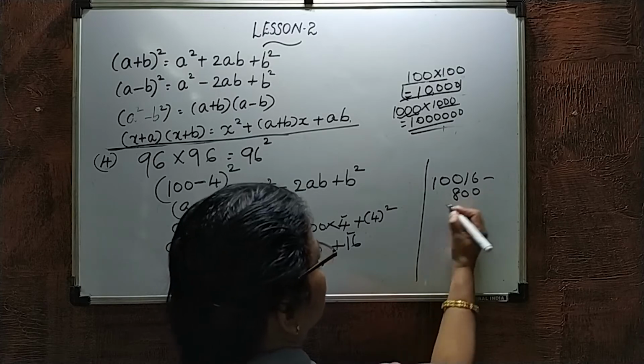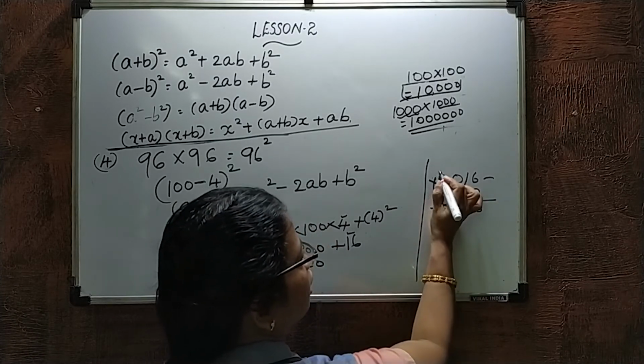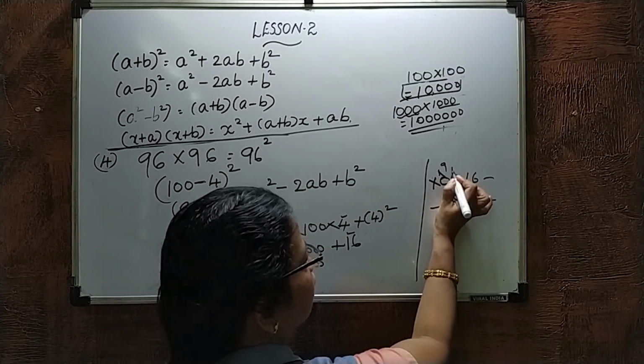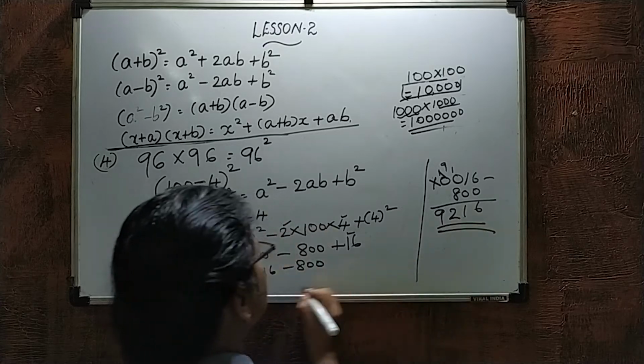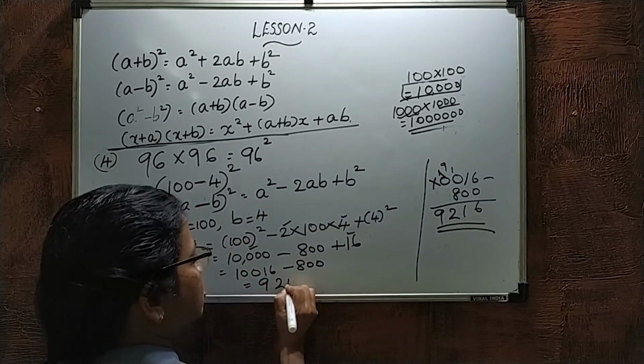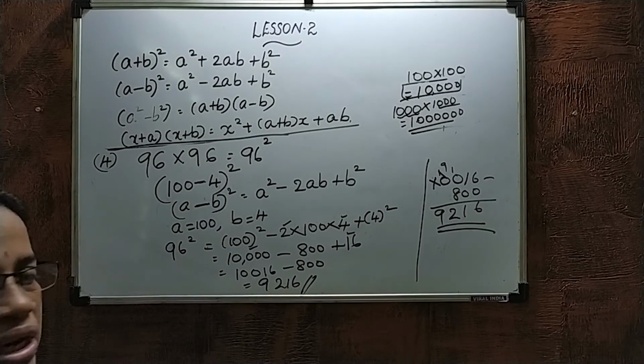Minus 800. It is 6, 1, and again borrow. Here you will get 10, here it will be 9, it will be 10, so it will be 2 here, 9. 9,216 you will get as the answer. Okay. Next we will do the last problem.